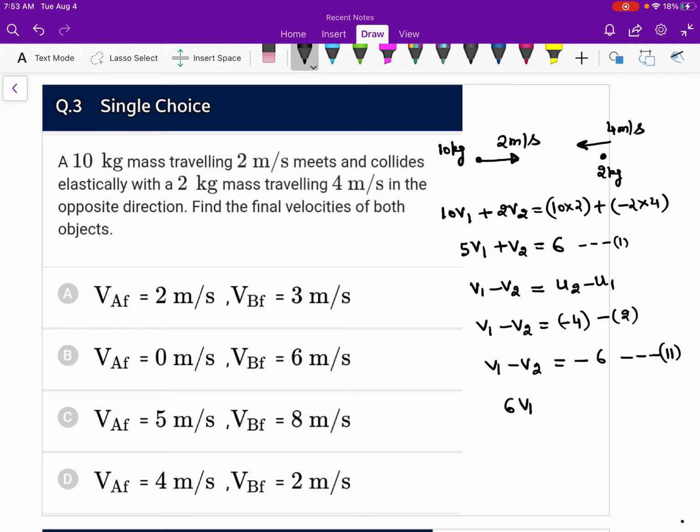Solving equation 1 and equation 2, we have 6v1 equals 0. So v1 is 0. So if v1 is 0, then v2 is 6. So correct option is 0 and 6. So this we have calculated from basics.